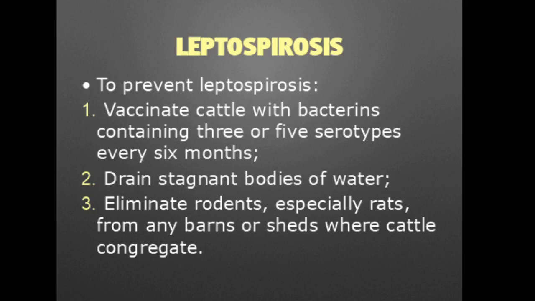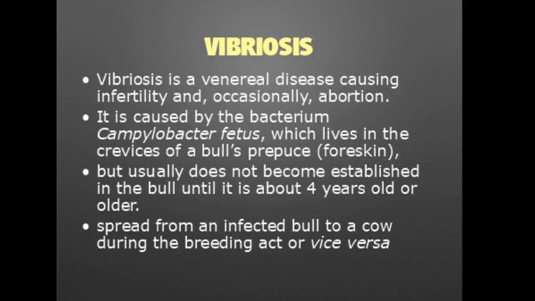Prevention of leptospirosis: we need to vaccinate cattle with bacterins containing three or five serotypes every 6 months. We also drain stagnant bodies of water. We also eliminate rodents, especially rats, from any barns or sheds where cattle congregate. Next disease, we have vibriosis. It's a venereal disease causing infertility and occasionally abortion.